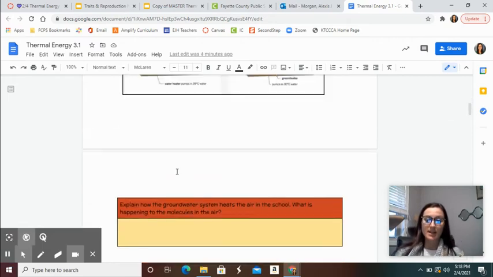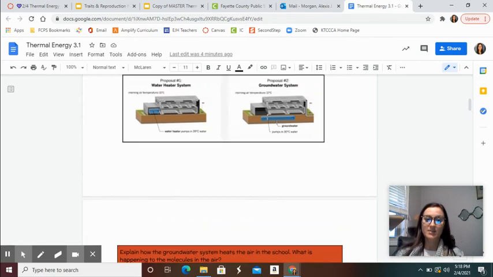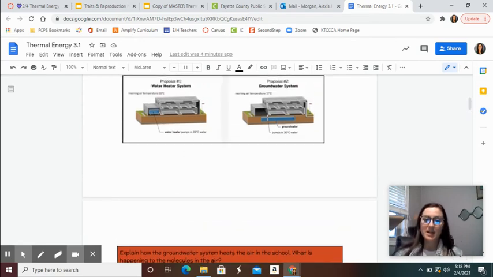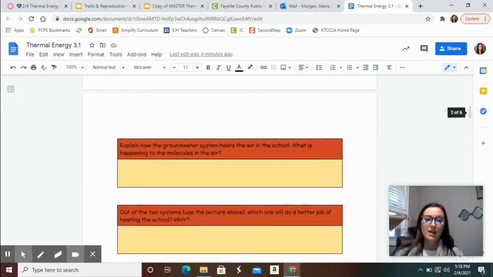Then you'll see, like I already said, the pictures are here and you want to look closely at them. Remember, we have different temperatures. The air is the same, but our water heater pump is 39 degrees and our groundwater is 30. And then you're going to look here.